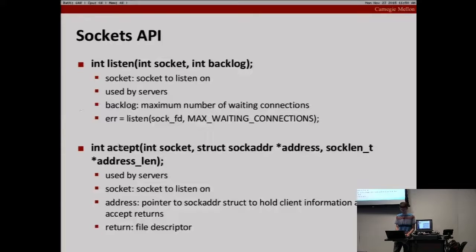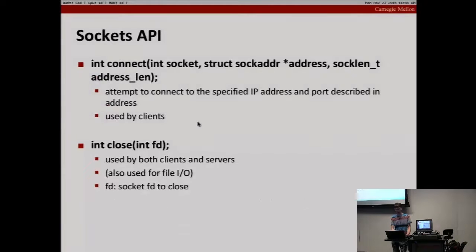And then accept. Accept is used by servers, and that's how you accept a connection on a socket. Connect is the complement to accept, so the client uses connect and then the server accepts it. The client attempts to connect to this address.